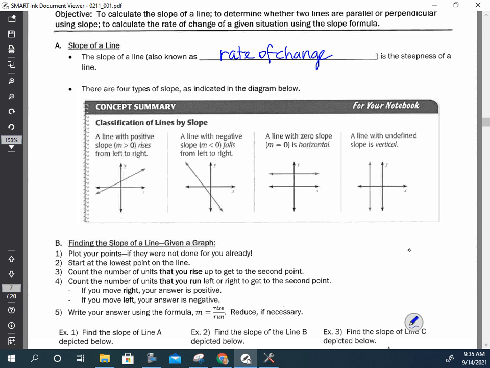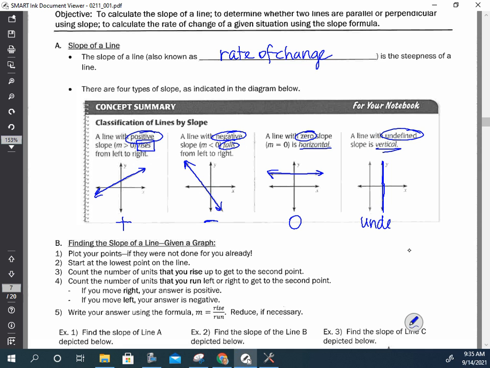So a positive slope is a slope that rises from left to right. So the line should rise from left to right. Negative slope, the line will fall from left to right. So anytime you see a line falling from left to right, that's a negative slope. 0 slope means you have a horizontal line. So anytime you have a horizontal line, that means your slope is 0. And lastly, undefined slope is when you have a vertical line. So vertical lines all have undefined slopes.